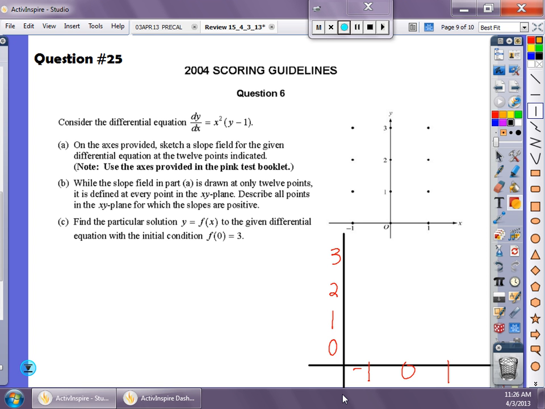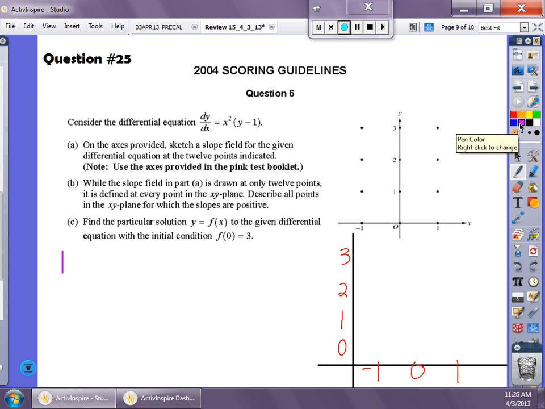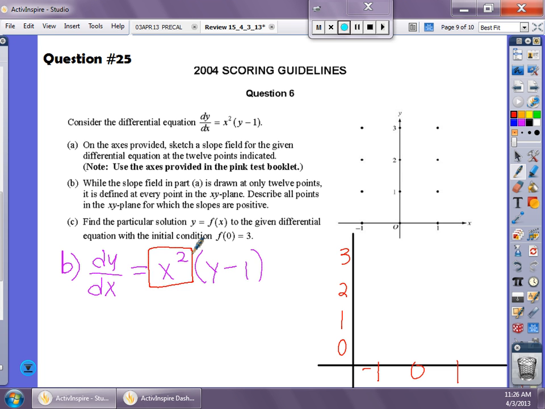So part B says, given that you have 12 points, they don't want you to think about just the 12 points. They want you to think about all of the points possible. And it says, describe all the points for which the slopes are positive. So here's my slopes, and I want the slopes to be positive. Someone describe to me what happens with this x squared, though. No matter what I put in there, you usually get positive numbers.